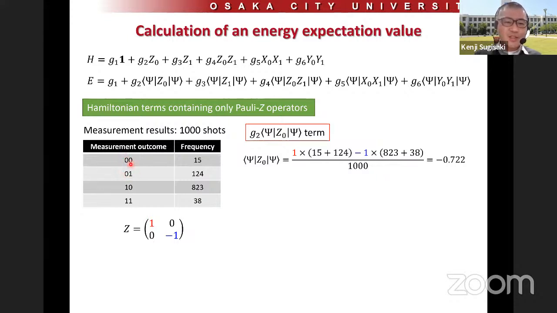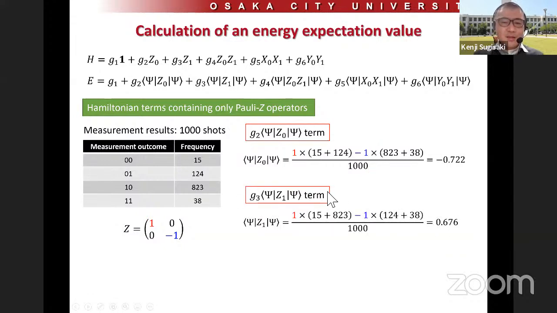So as the measurement outcome of the first qubit is 0. And -1 times, this -1 corresponds to the eigenvalue of the 1 state, times the probability of obtaining the 1 state, which can be calculated as 823 plus 38 divided by 1,000. So we can obtain the expectation value of the Z0 term by applying this equation.